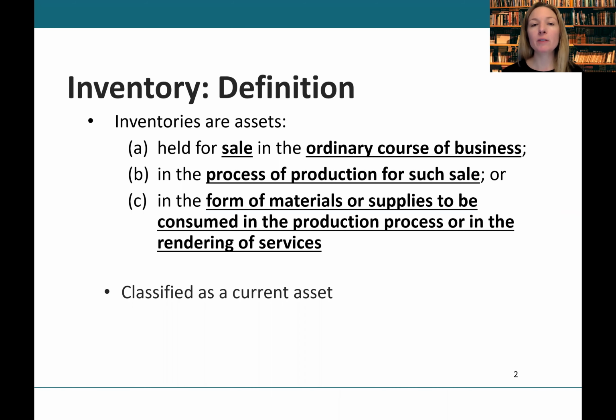So the definition of inventory: assets that are either held for sale in the ordinary course of business, or they're in the process of production, or they're supplies or materials to be consumed in the production process. So as long as one of these criteria is met, the inventory will be classified as a current asset on our statement of financial position.